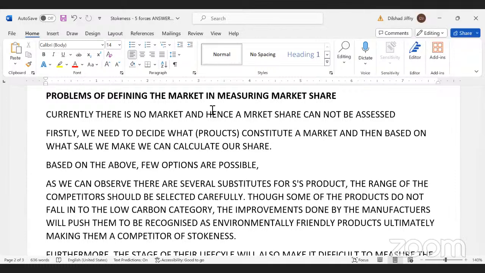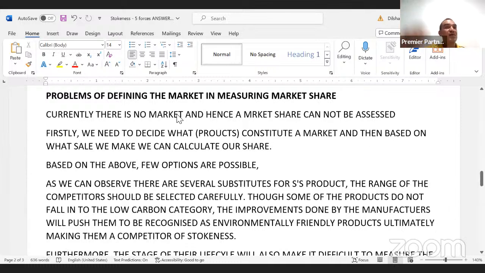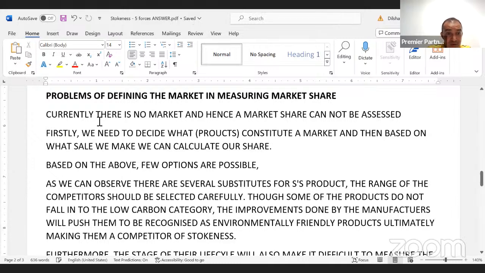Yes. Currently, you have to say there is no market, hence the market share cannot be assessed. If there is no customer, there's no market share, right? Firstly, we need to decide what product constitutes a market, and then based on what sale we make, we can calculate our share.